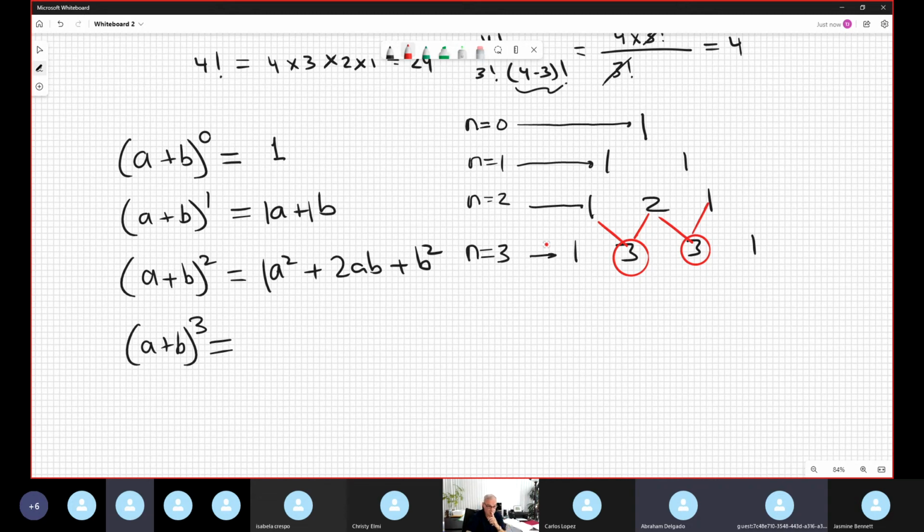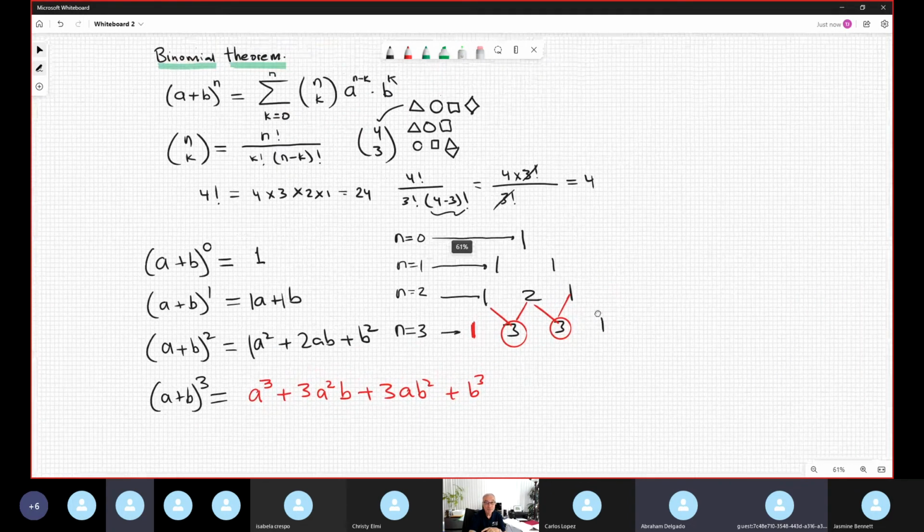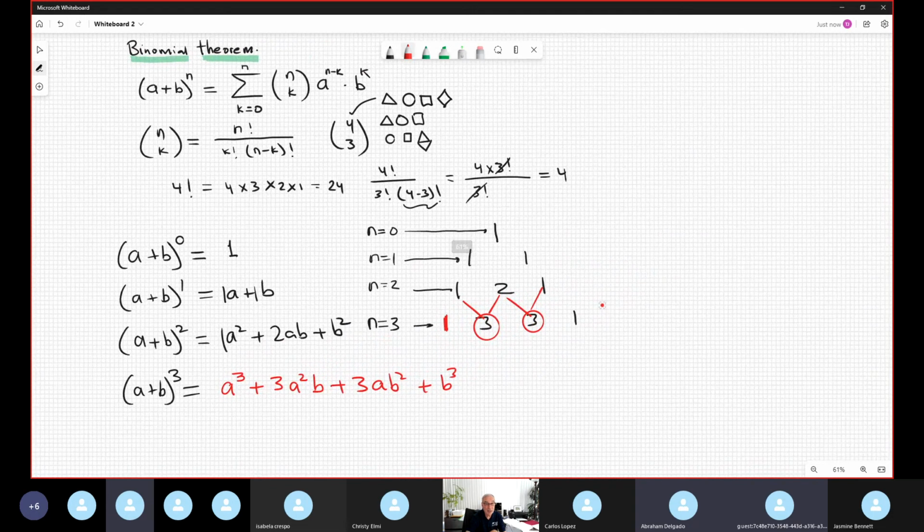The answer is, look, the first guy is a cubed plus coefficient 1 here. Coefficient 1, invisible. 3 times a squared b plus 3 times a b squared plus b cubed. Yeah, this coefficient is 1, 3, 3, 1. Look at that, exactly as we predicted here. And according to the formula, the exponent of the a is decreasing k by k, so k from 0 to 3. So it's super easy.